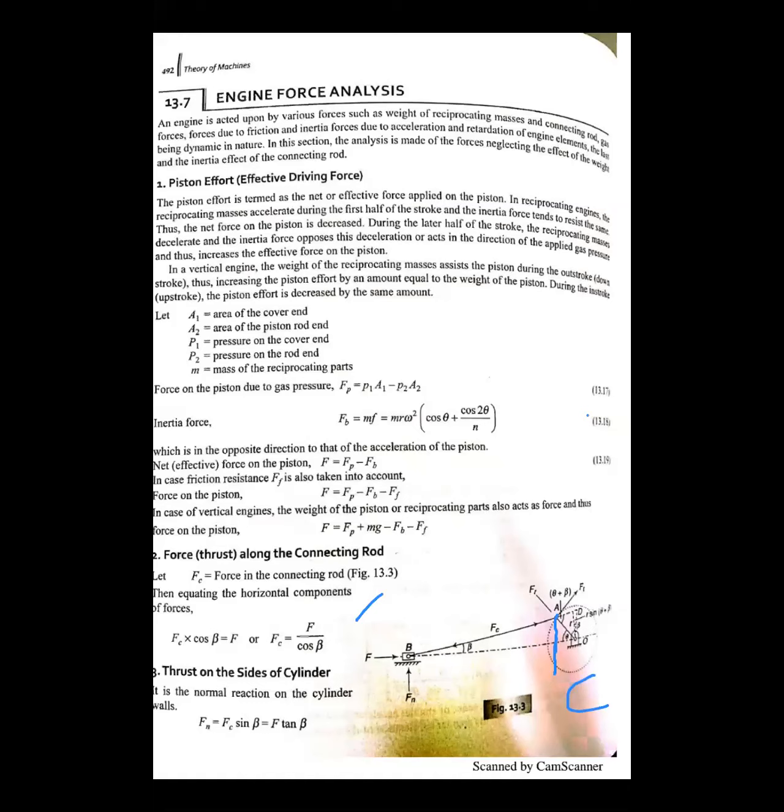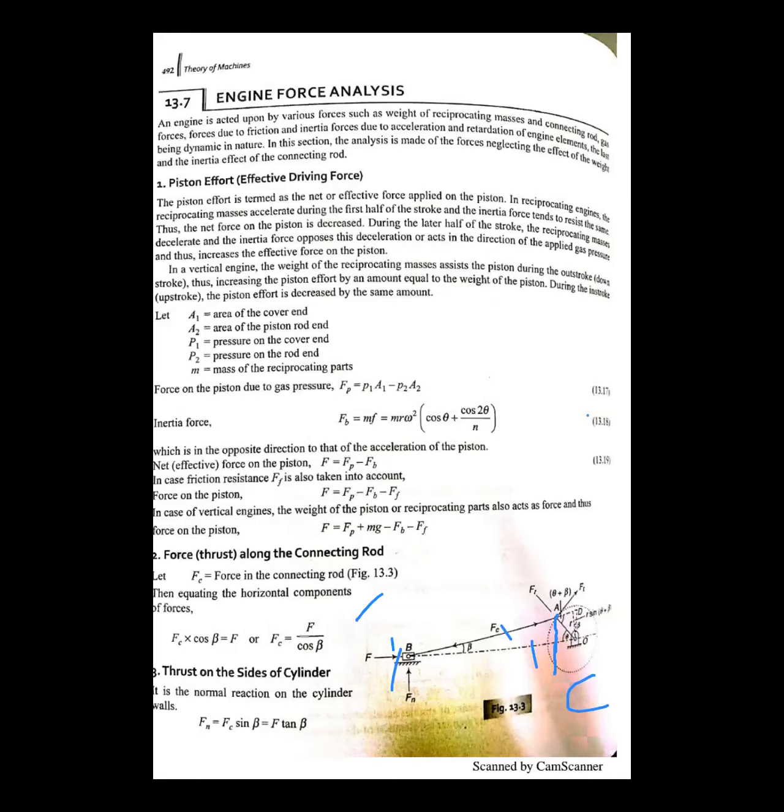Just observe the value. Fc is there, the horizontal component is this one, and F is also there. So both values are there. So Fc cos beta equals F, so Fc equals F by cos beta. That is the force along the connecting rod. Simply take it as Fc equals F by cos beta.